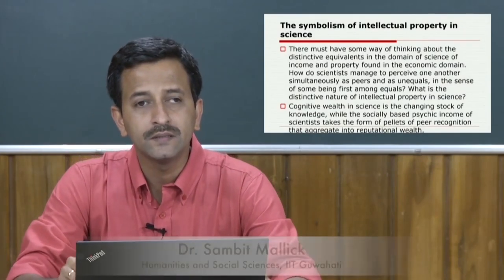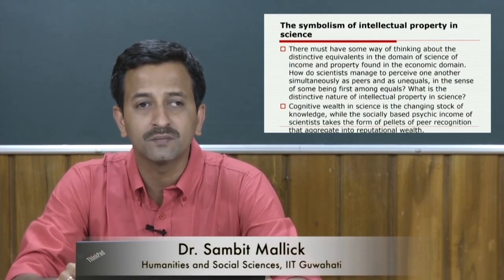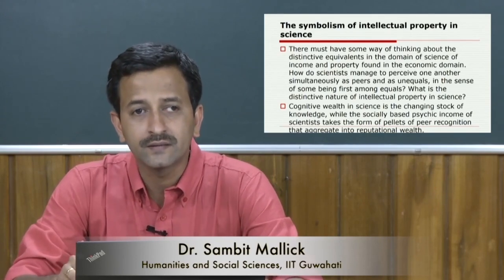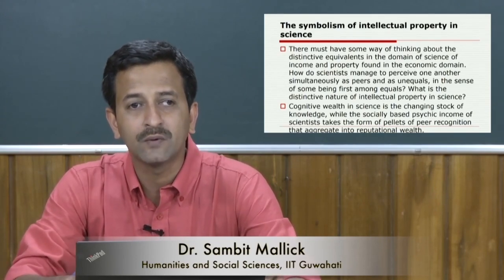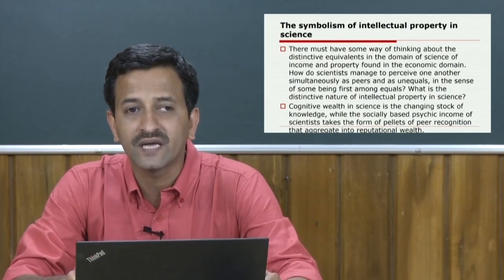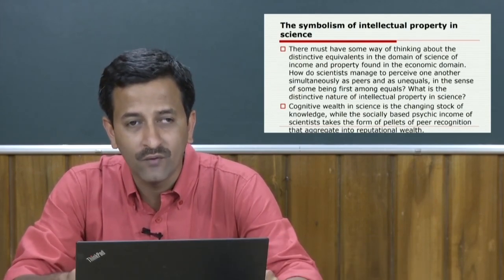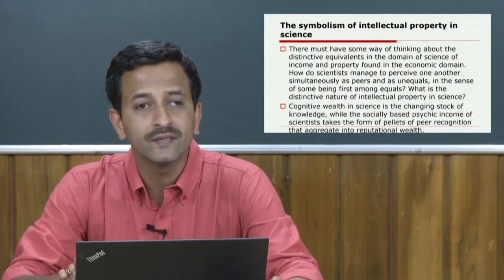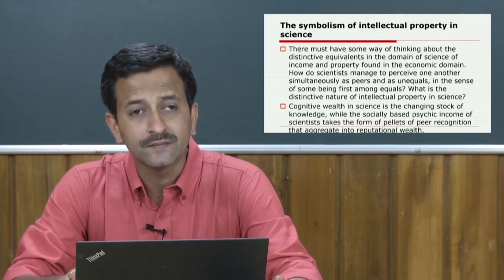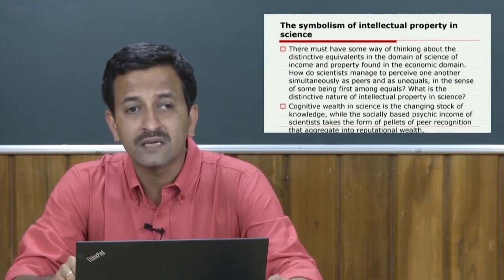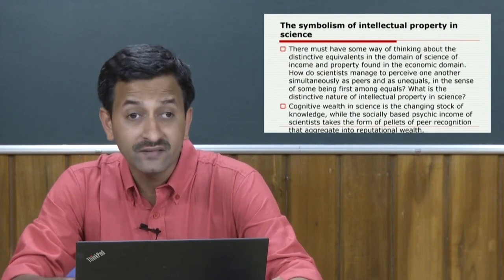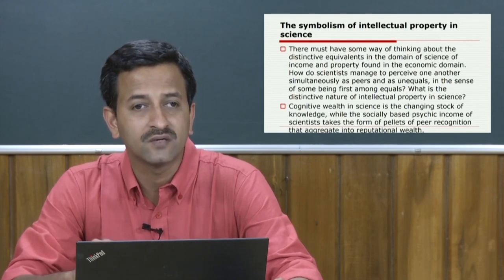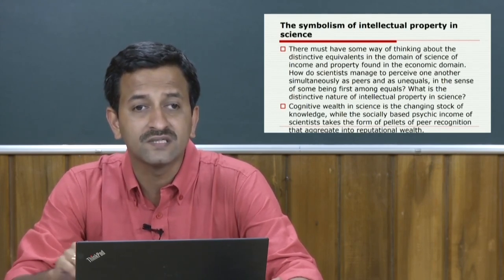Then when we discuss the symbolism of intellectual property in science, I must reiterate that there must be some way of thinking about the distinctive equivalence in the domain of science of income and wealth and property found in the economic domain. How do scientists manage to perceive one another simultaneously as peers and as unequals, in the sense of some being first among equals? What is the distinctive nature of intellectual property in science?